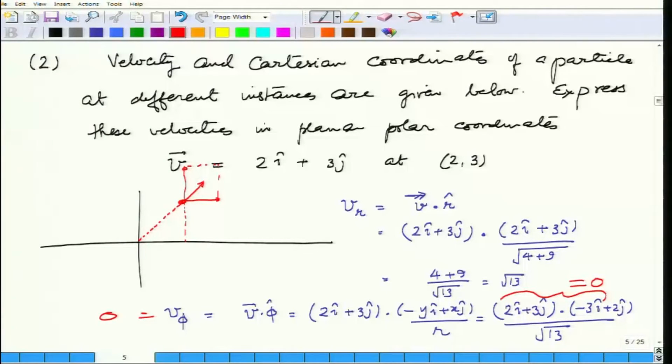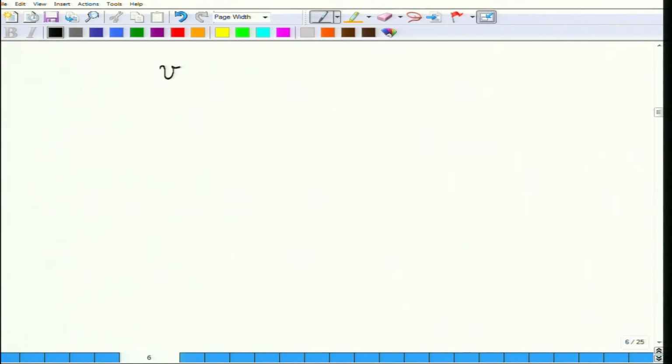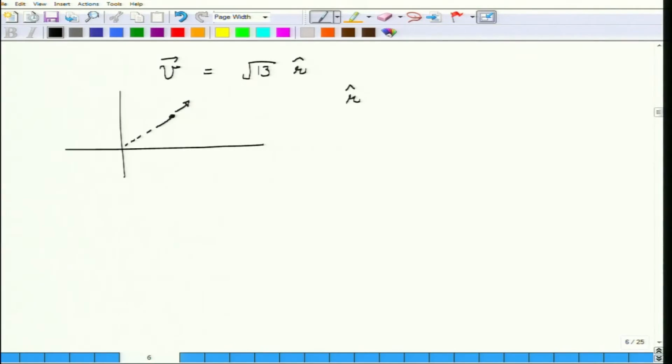This is precisely what we suspected earlier. The velocity in this case is radial, and therefore it can be written as v equals root 13 r unit vector. Keep in mind that at this instant the particle is moving in the radial direction, but the radial unit vector keeps on changing as the particle changes position. I emphasize again that r unit vector is xi plus yj over r, and therefore it depends on x and y. It's not a fixed unit vector in space.